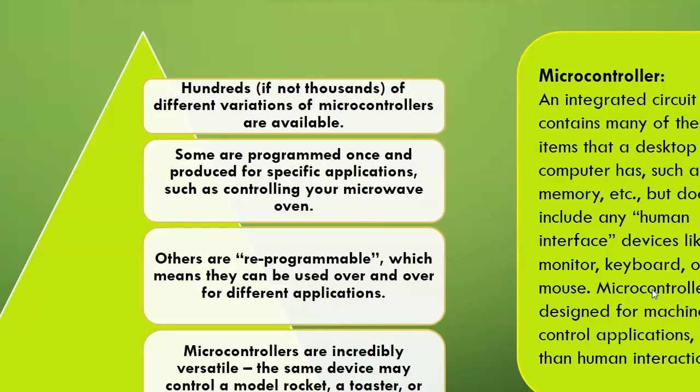And like I said, they're so cool because they just let you make anything smart. We love smart appliances and smart machines, and they let you control them. Some are programmed once, and that's it. They're just programmed once, and they're put in a specific application. For example, one that's used to control your microwave oven. That's all it does. It doesn't do anything else. You program it once, it's in there, and it does that.